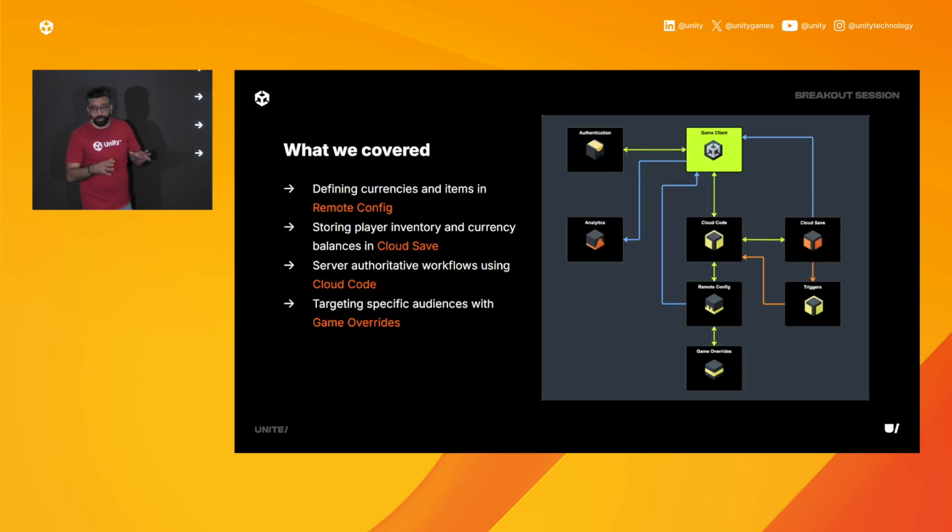So we just covered quite a bit, but what we did was we defined our currencies and our items in remote config. We've stored the player inventory and the currency balances in Cloud Save, where the currencies are in Cloud Save player data and the items are in Cloud Save game data. We've created our server authoritative code and the workflows in Cloud Code. And lastly, we can now target specific audiences from analytics within our game override system.